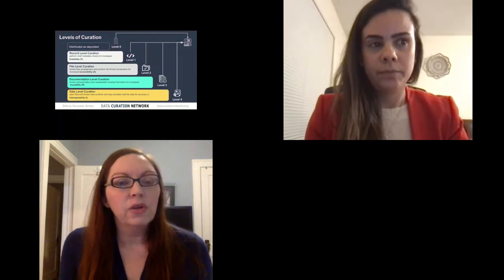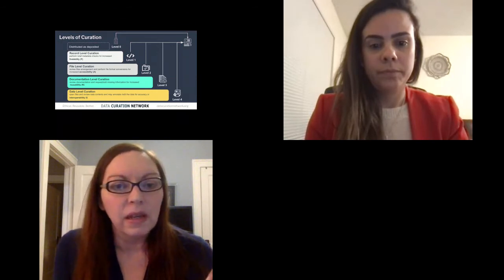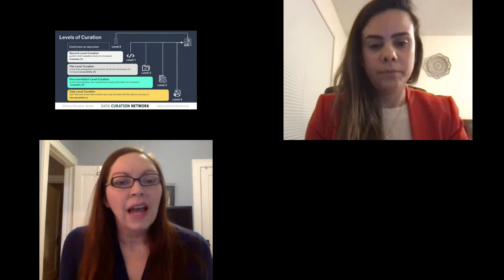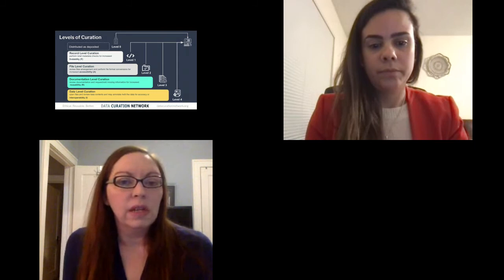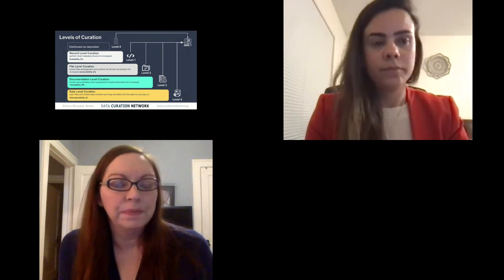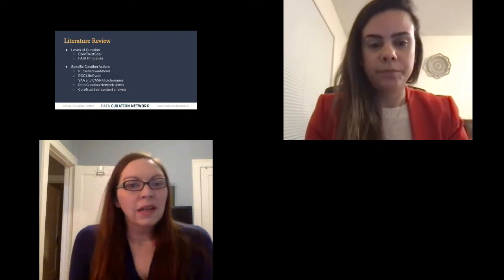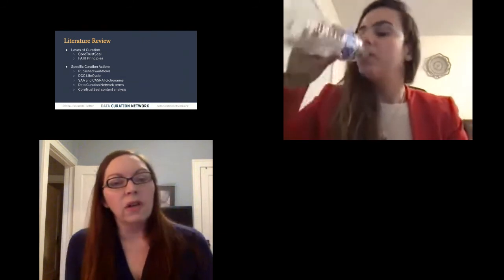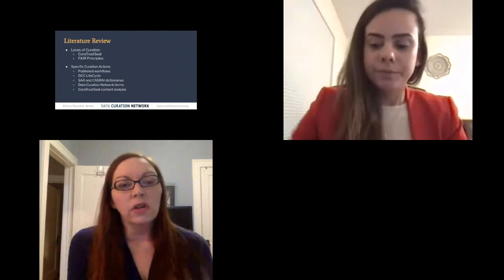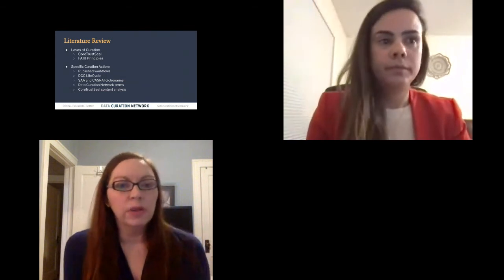Level 3, you're reading the documentation, you're thinking about the reusability of the data. And then finally, that data level curation, you're opening up the data files, you're thinking about accuracy or interoperability. Next slide. As you could probably see, the Core Trust Seal levels are highly influential in our survey questions, as well as the FAIR principles.